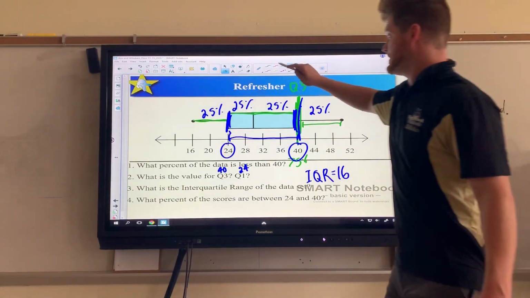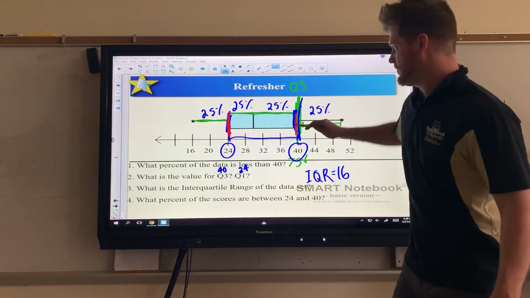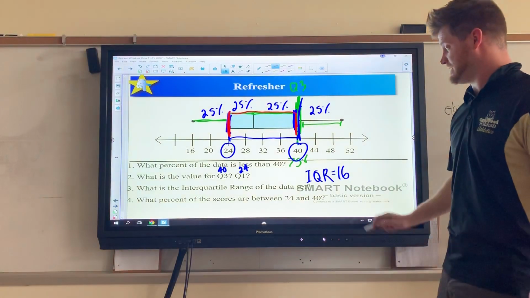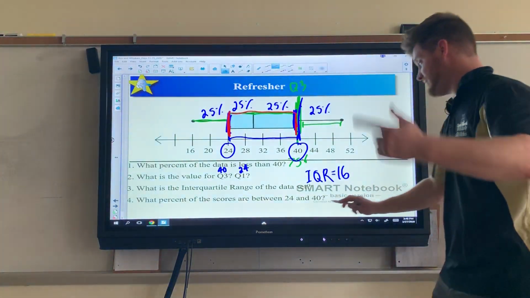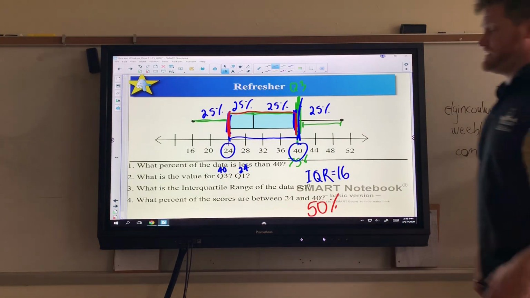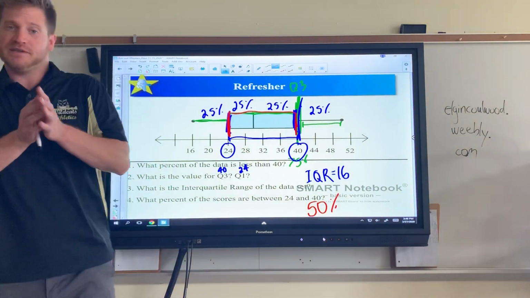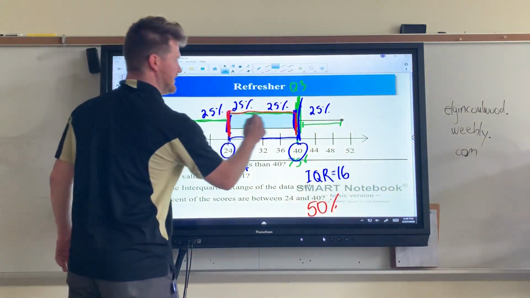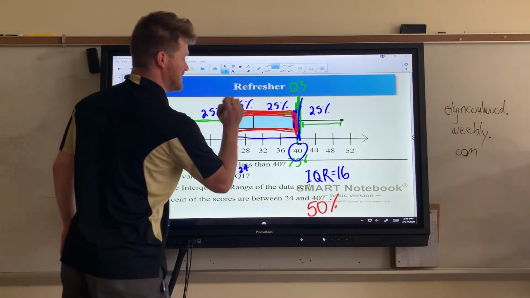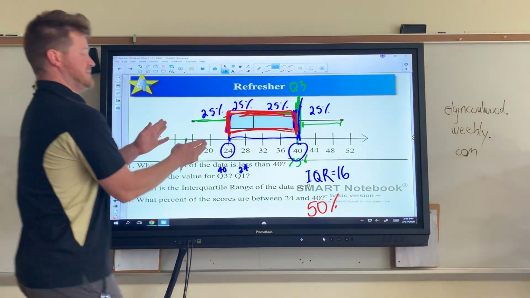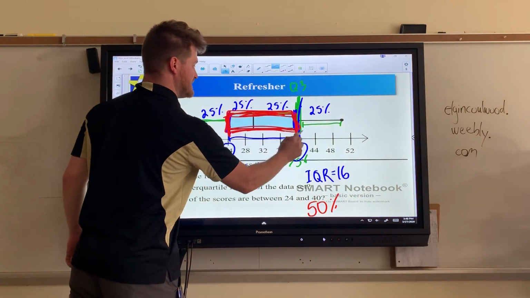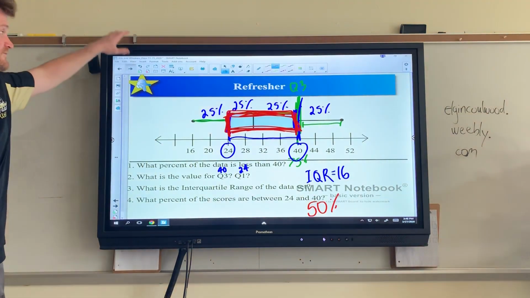Last but not least, what percent of the scores are between 24 and 40? So what percent is between Q1 and Q3? Well, look, there's 1 section there and another section there, which is 25 plus 25 is 50. So 50% is between Q1 and Q3, which is important to remember. You just know that the box represents 50% of all the data. Half of all the data is going to be within that box, which means half of it is also outside the box, but the middle 50% is within that box right there.